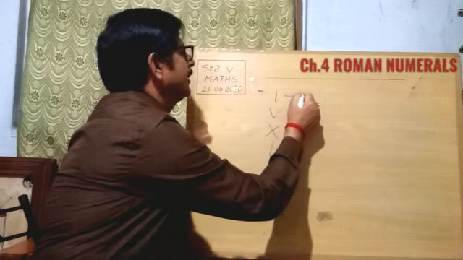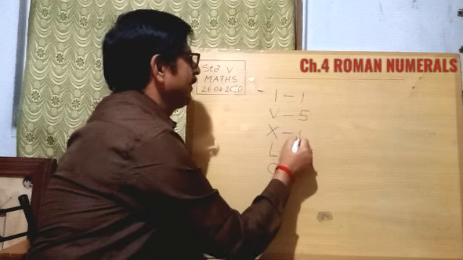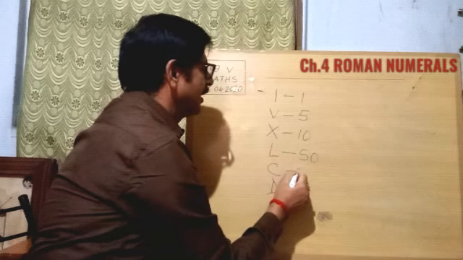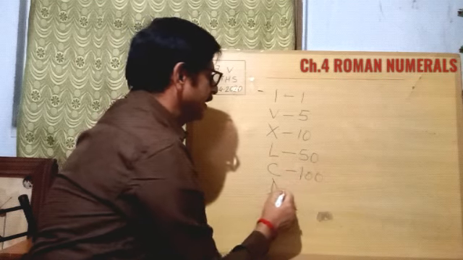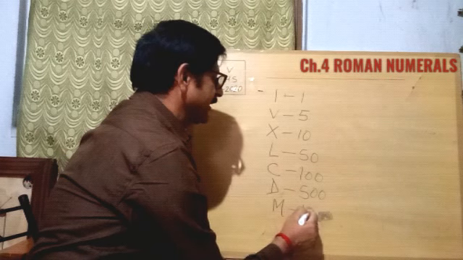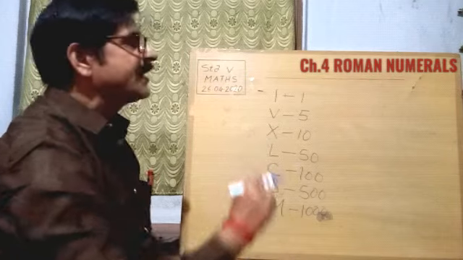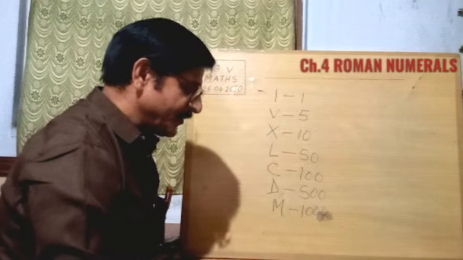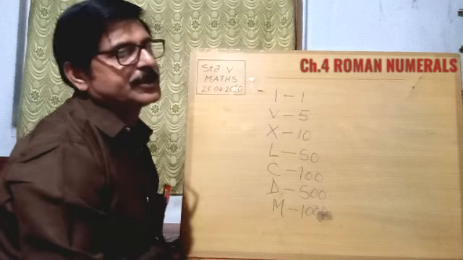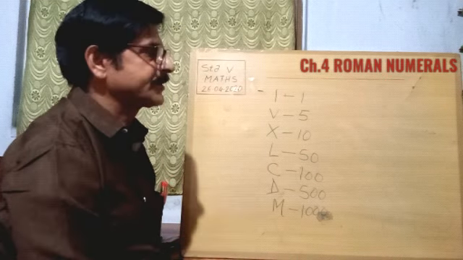I stands for 1, V stands for 5, X stands for 10, L for 50, C for 100, D for 500 and M for 1000. Now with the help of only these 7 symbols, we will try to write other numbers also. There are some rules which we need to follow to write other numbers.